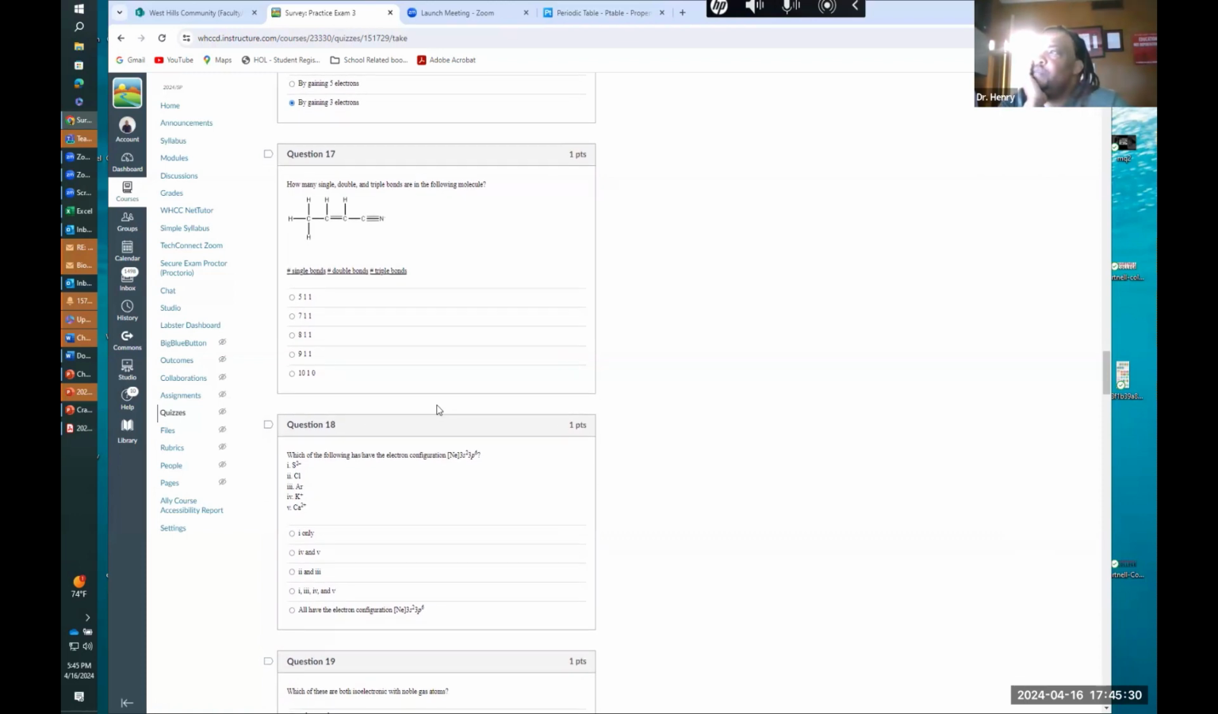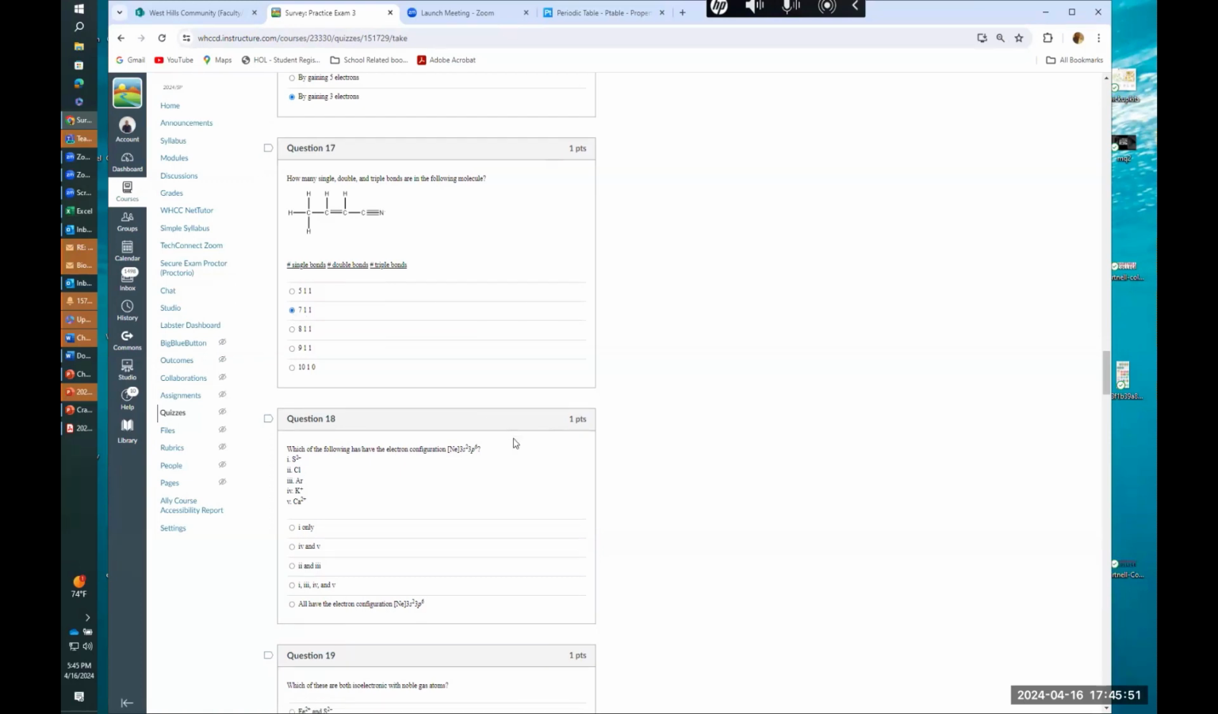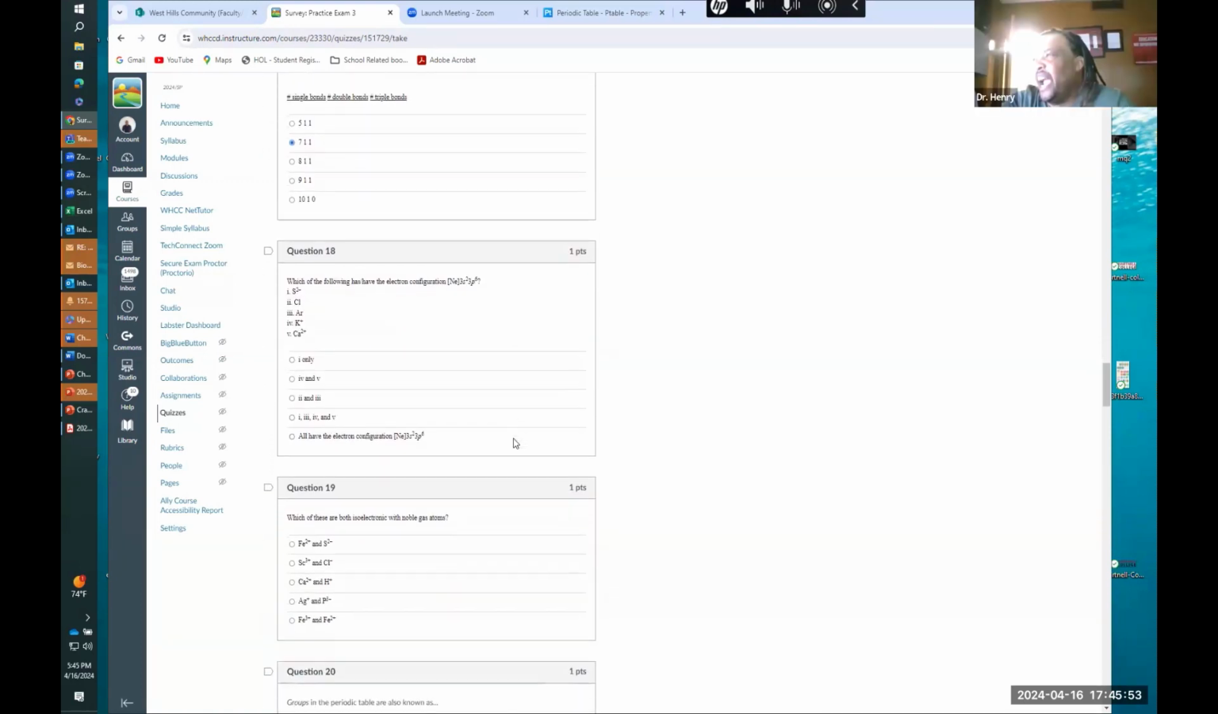How many single, double, and triple bonds are there in the following molecule? There's 1, 2, 3, 4, 5, 6, 7 single bonds. And then one double and then one triple. So yeah, 7, 1, 1. That's right.